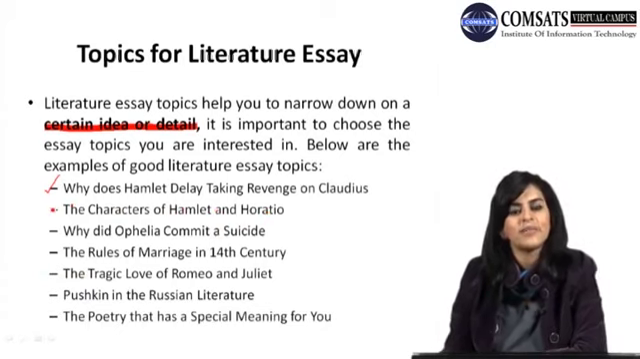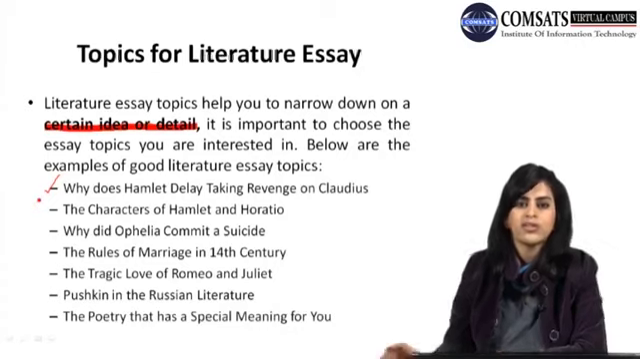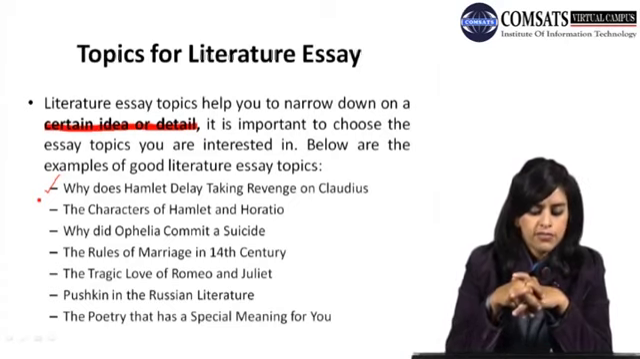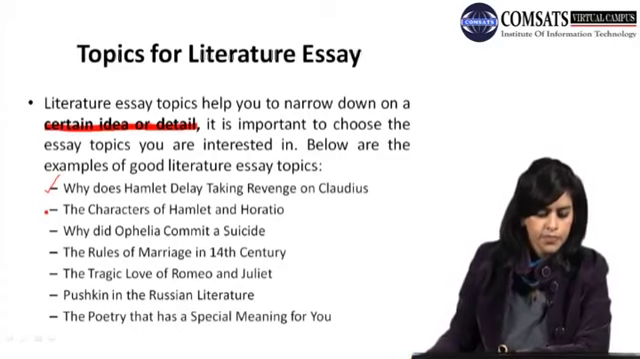I hope that you have read Hamlet in your drama course, and you would have seen how Hamlet delays taking revenge on Claudius. This is one particular element taken from the drama presented by Shakespeare, why Hamlet kept on delaying his revenge on Claudius. Next, the characters of Hamlet and Horatio. Why did Ophelia commit suicide? These three things are particularly related to Hamlet. See how many elements and angles you can talk about for one particular thing.